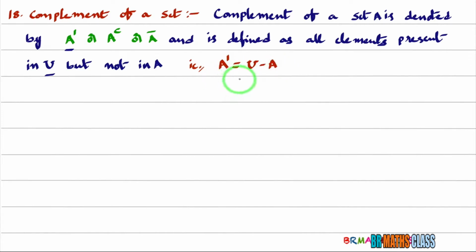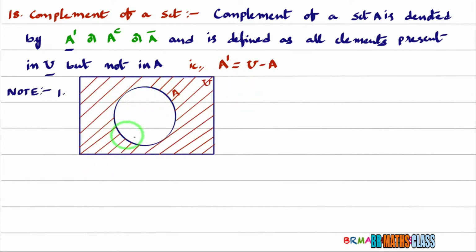We will try to understand what is A dash by using a Venn diagram. You observe this Venn diagram. This is set A. Which zone is known as A dash? You observe this lines part is there, like this lines part is there. This part is nothing but A dash. You try to understand, all the elements present in universal set but not in A. So A dash is U minus A.